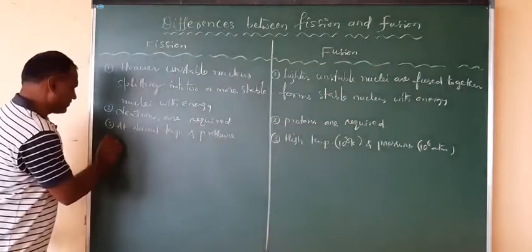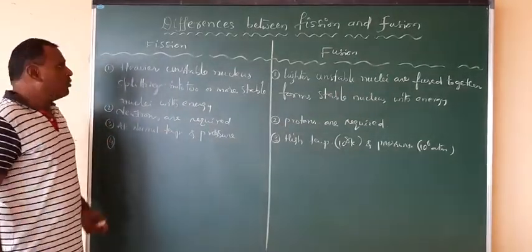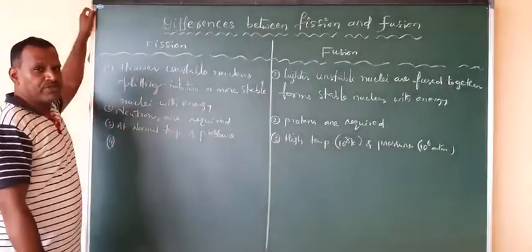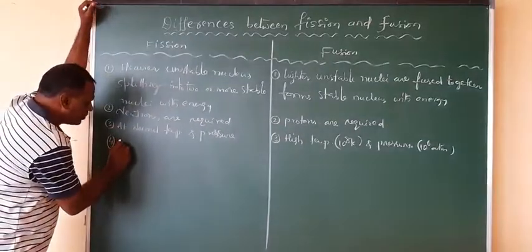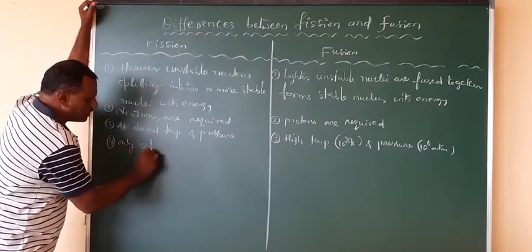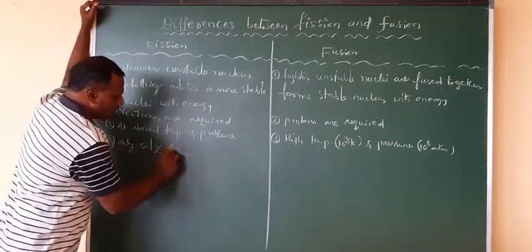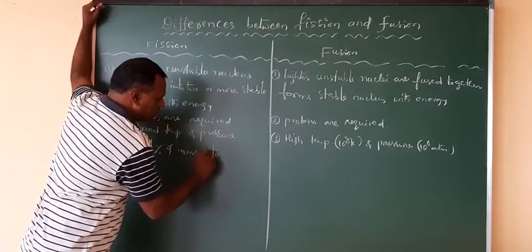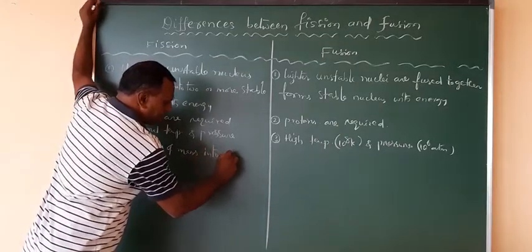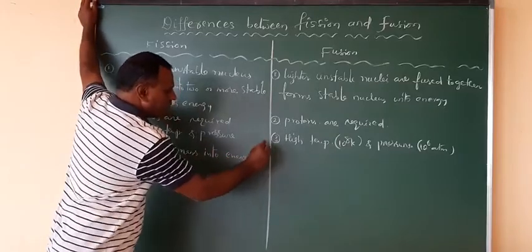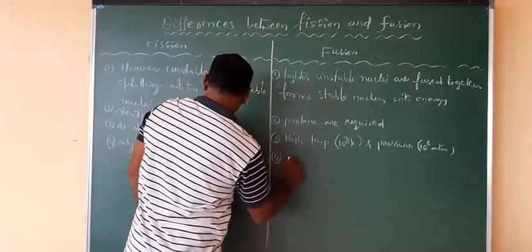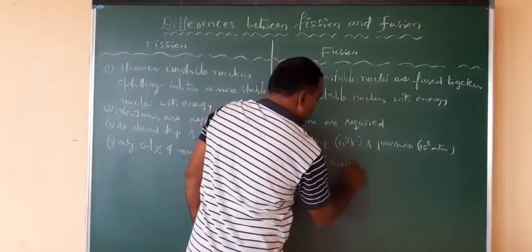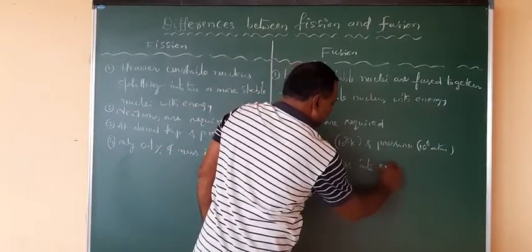Right. Next one. The amount of mass converted to energy in fission is only about 0.1% of the mass of the uranium converting into energy. What about fusion? Here about 0.7% of the mass is converted into energy.